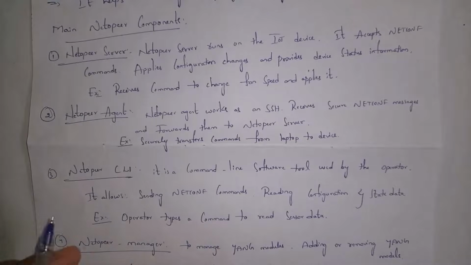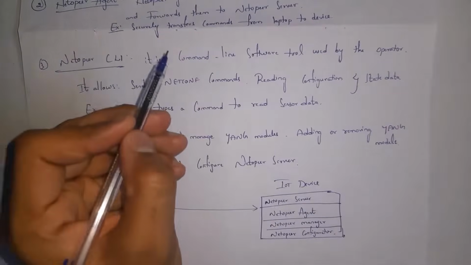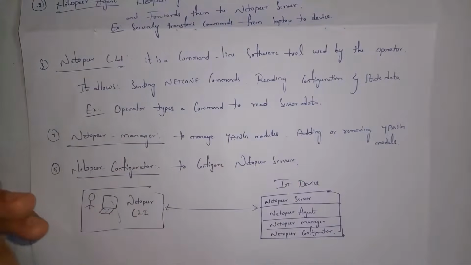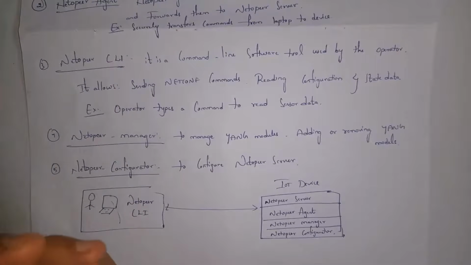And the third one is Netopeer CLI, where CLI stands for command line interface. As by using my laptop I want to configure a smart fan, I need one software in order to update my smart device. We call that software Netopeer CLI. So with the help of Netopeer software, by using commands, I can update my device. So it is a command line software tool used by the operator. By using this tool, we can send NETCONF commands in order to perform various operations on our device.